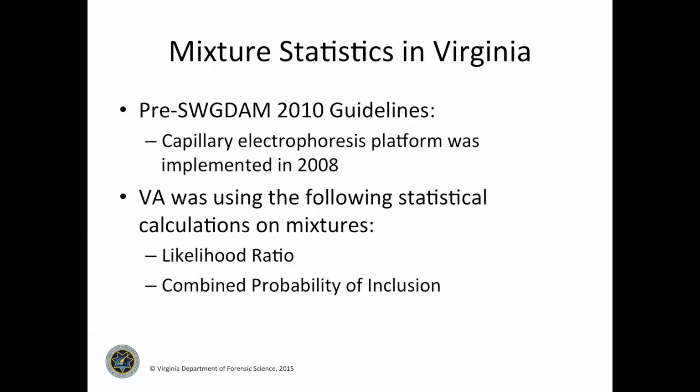Virginia was using capillary electrophoresis since 2008, and prior to that, we had been using slab gels with the SMBio instrument. We were routinely using likelihood ratios on two contributor intimate samples, and CPIs were being calculated on mixtures before we knew what a stochastic threshold was. Of course, if majors or minors could be extrapolated, a random match probability calculation would be applied.